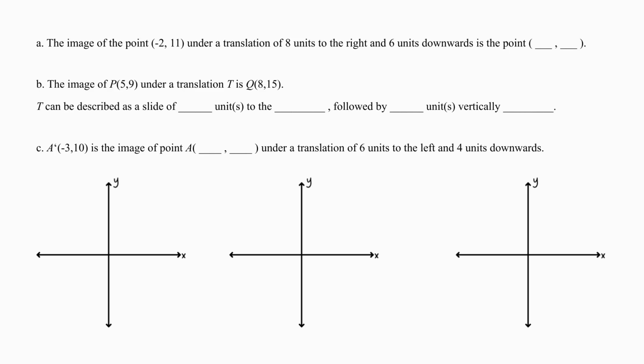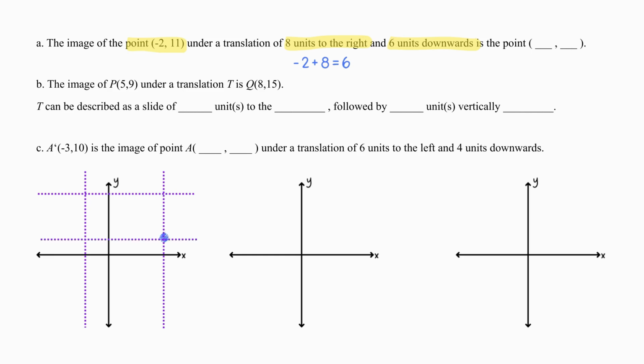For part A, the question is asking to find the image of point -2, 11, after sliding it 8 units right and 6 units down. Let's start with the x-coordinate. We start at -2. The question says move 8 units to the right, so we add 8. -2 plus 8 equals 6. Now let's move to the y-coordinate. We start at 11. The question says move 6 units downwards, so we subtract 6. 11 minus 6 is equal to 5. The new coordinates for the image is 6, 5.